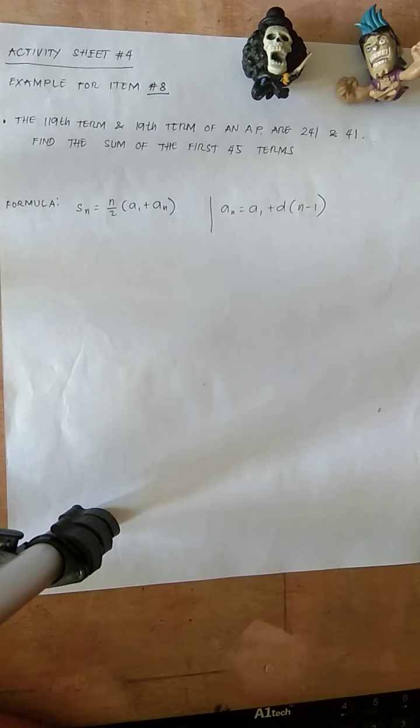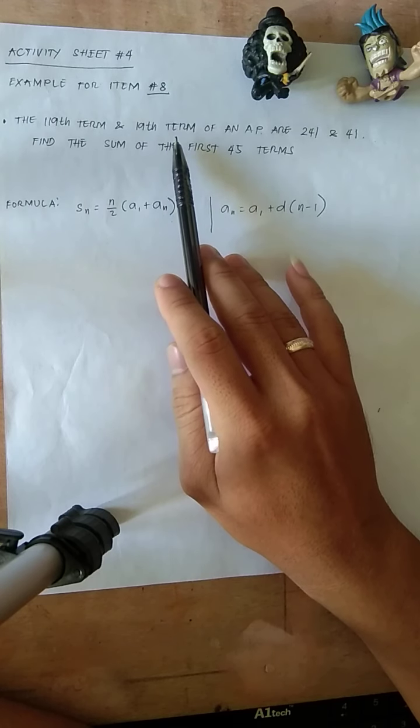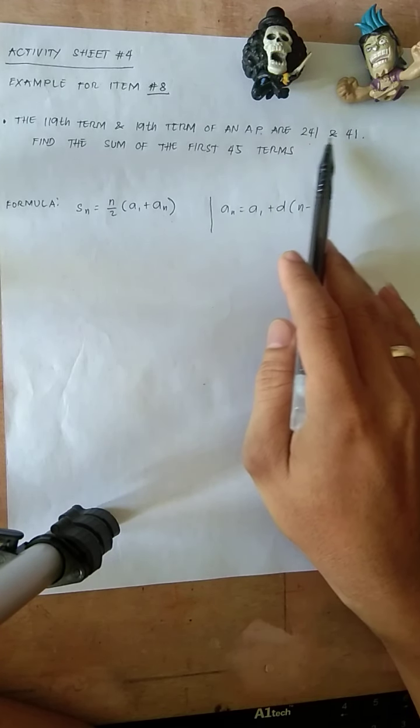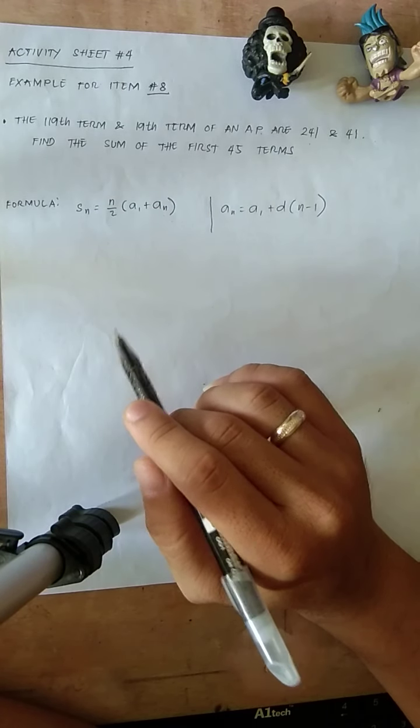In this video, I'm going to give you an example for item number 8 of activity sheet number 4. The problem is: the 119th term and the 19th term of an arithmetic progression are 241 and 41. Find the sum of the first 45 terms.